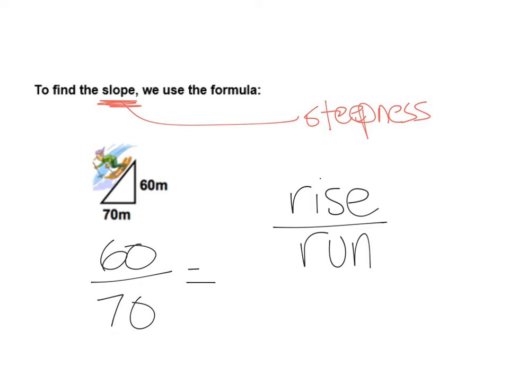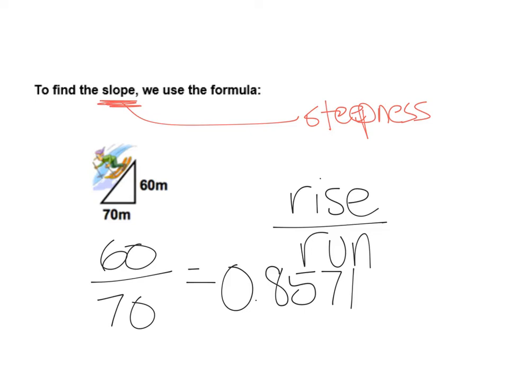And once I divide 60 by 70, then I will find the steepness of the line. I will find the slope of the line. So I'm just doing that on my calculator here, and I get 0.857, 0.571. We can stop there. Okay, so that tells me the steepness of the line, the slope of the line.